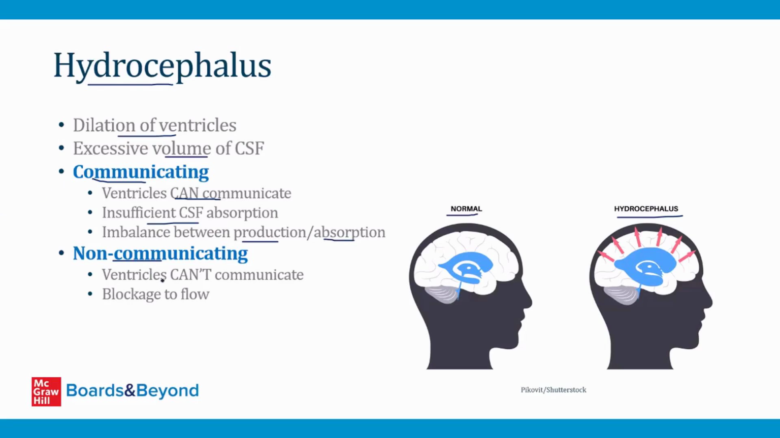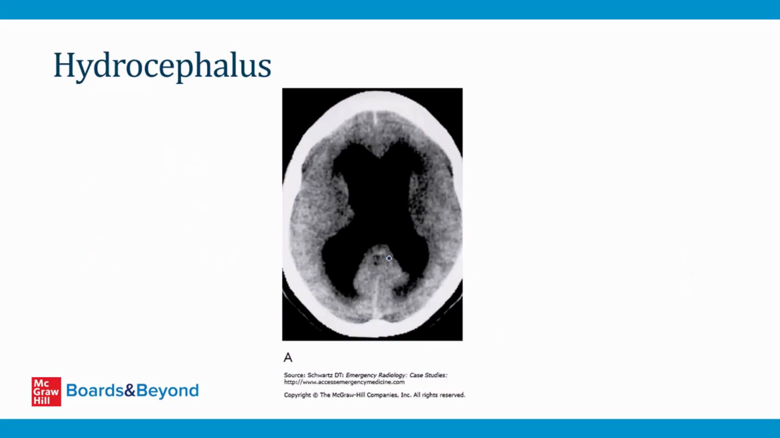The other form of hydrocephalus is called non-communicating, and it's called this because the ventricles can't communicate with one another. There's some blockage or obstruction to flow. And just like the ventricles are fairly easy to identify on brain imaging, hydrocephalus is also fairly easy to identify, especially when it's severe. This is an example of a CT scan showing massive hydrocephalus, and you can see that the 2 lateral ventricles are enormous compared to that image that we saw a few slides ago.